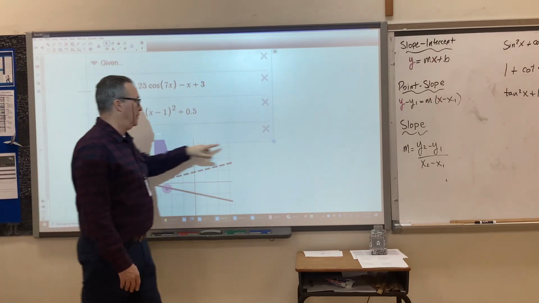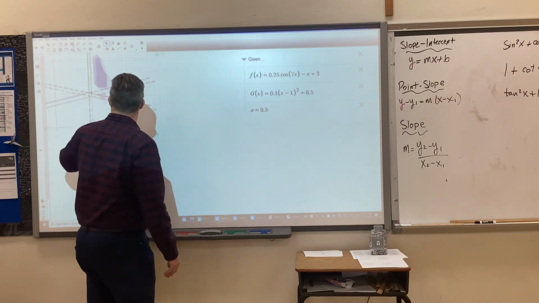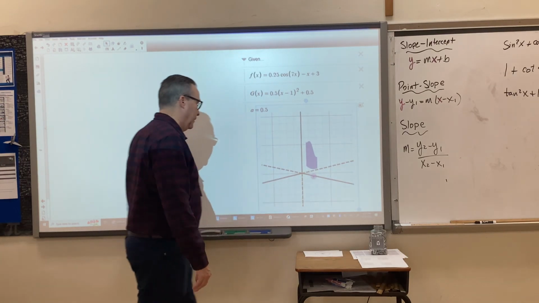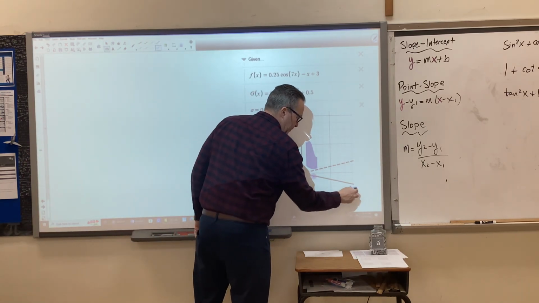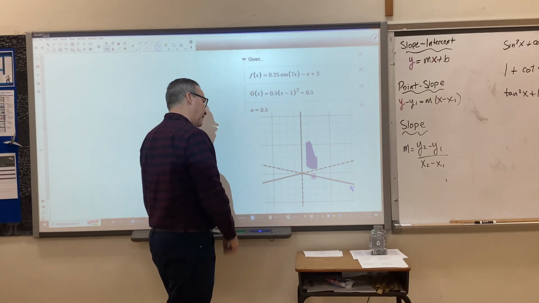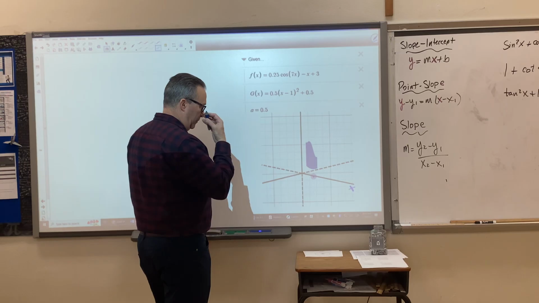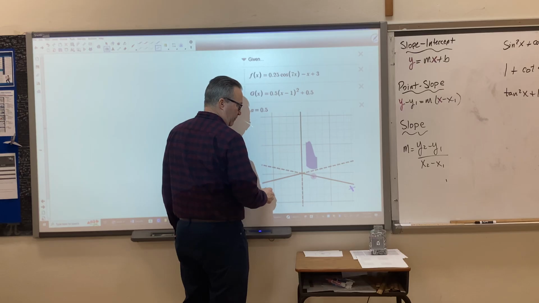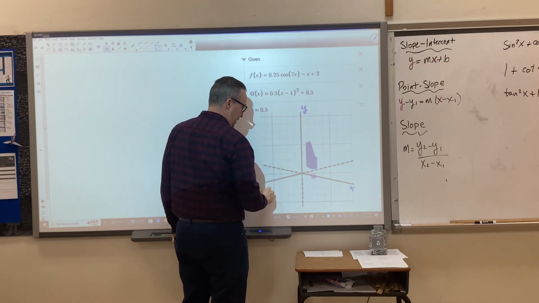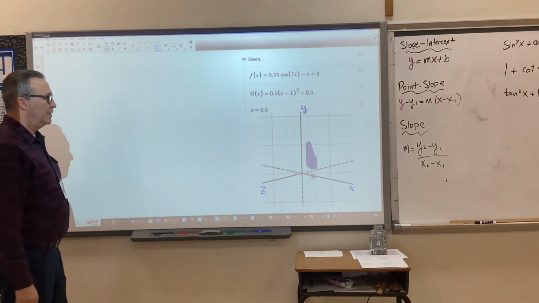Alright. Whoa, got a bowl. Okay. Might be wrong. This is the x-axis. This might be the y, actually. No, let's pretend this is the y. This is the z-axis. So this is 3 dimensions.